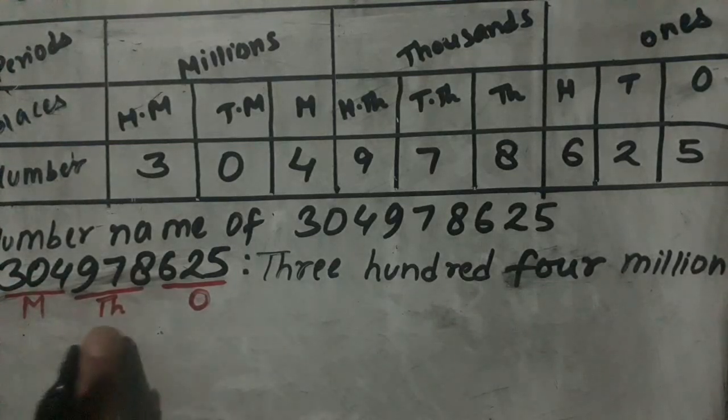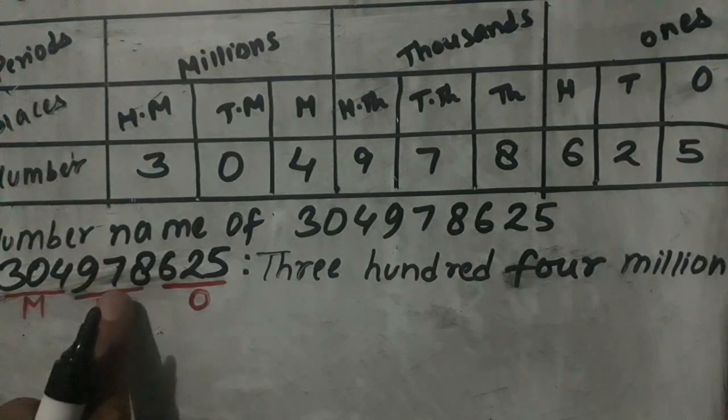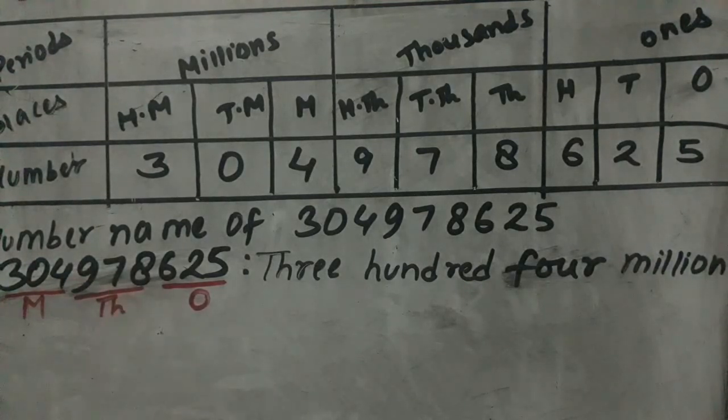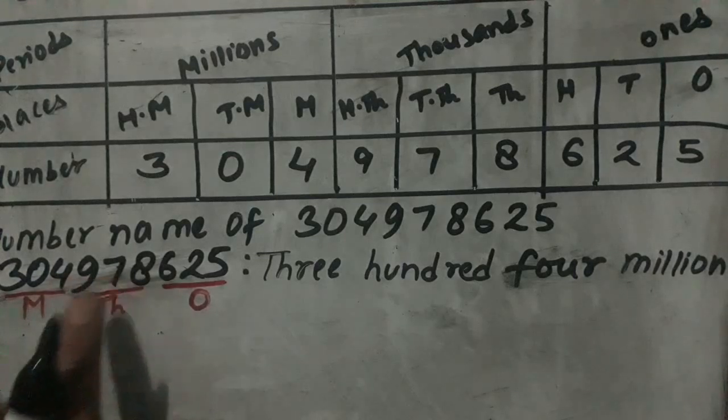Now students, the turn of thousand. If you see in the period of thousand there is 978, and altogether 9, 7 and 8 make 978.